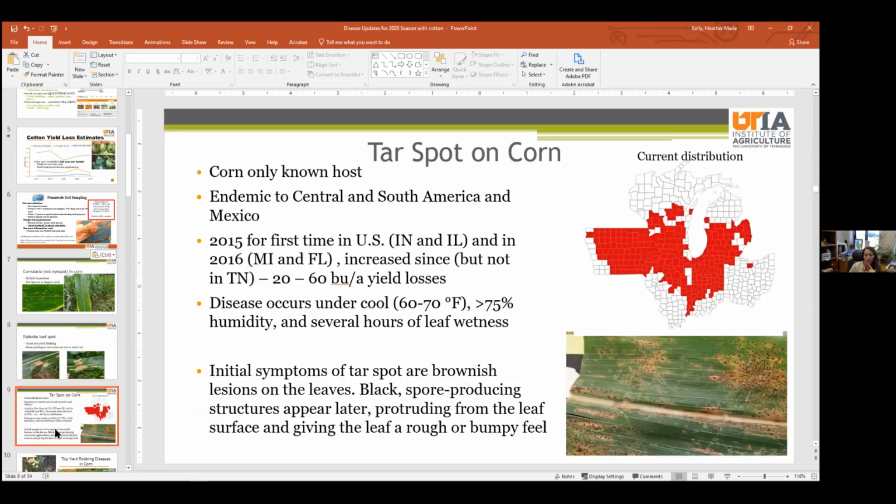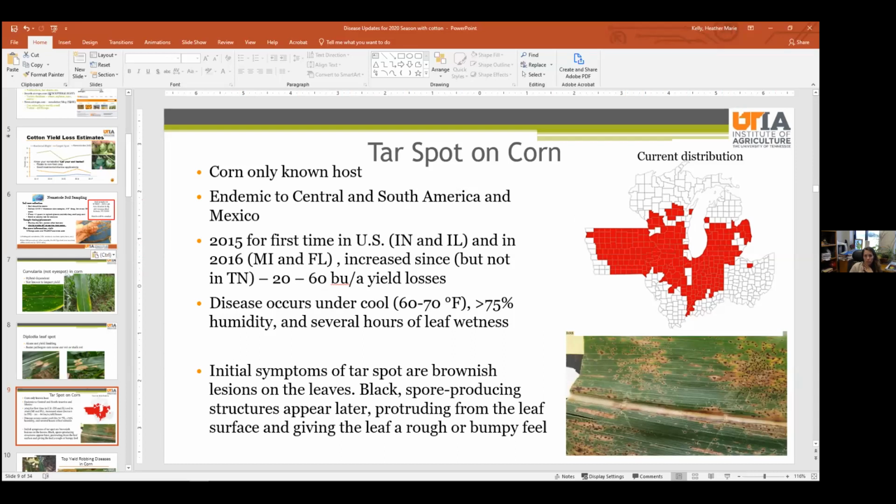And then the last pathogen in corn that I'll mention is tar spot. Corn right now is the only known host. It was endemic to Central and South America and Mexico, and in 2015 was the first time it was reported in the US, in Indiana and Illinois. And then in 2016, Michigan and Florida. It's increased, but we have not found it in Tennessee. Yield losses from 20 to 60 bushels per acre have been reported. And this here was the current distribution at the end of 2019.